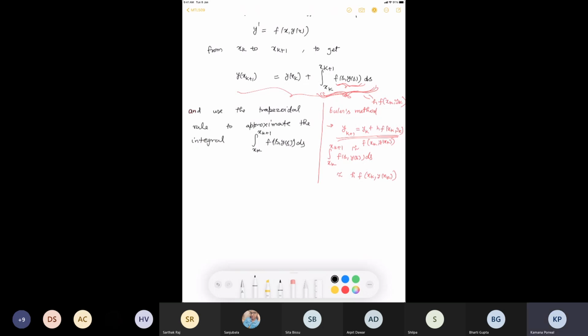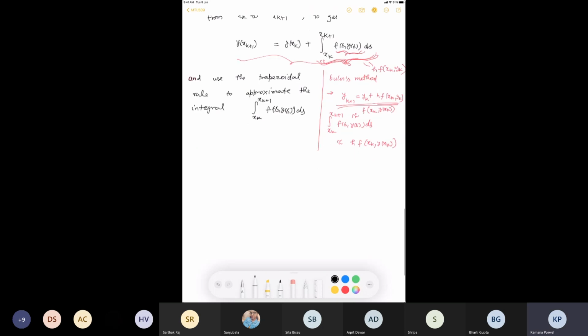So what will we get if we use the trapezoidal rule here? We'll get y at xk plus 1. Note that I won't be writing the equality here because I'm using the approximation by the trapezoidal rule, right? So I will write an approximation sign, which is going to be y at xk plus, so we will get, what is the trapezoidal rule?